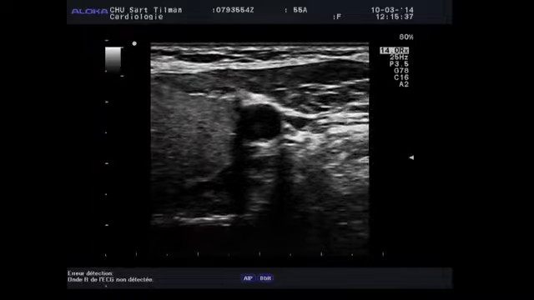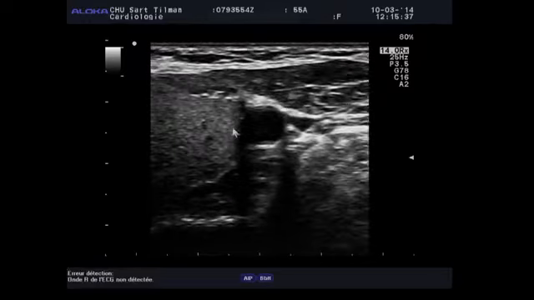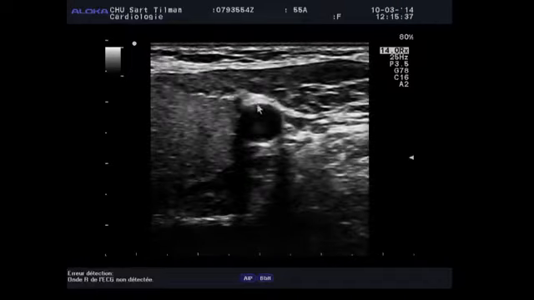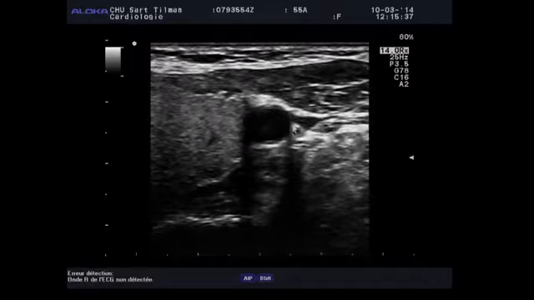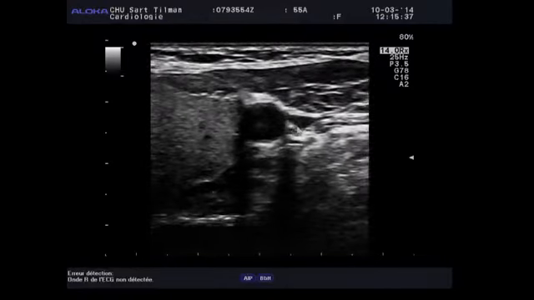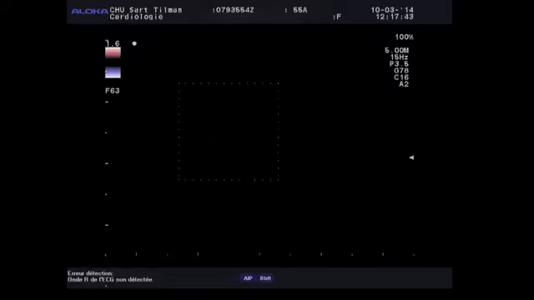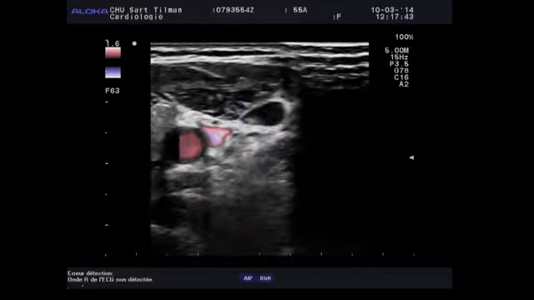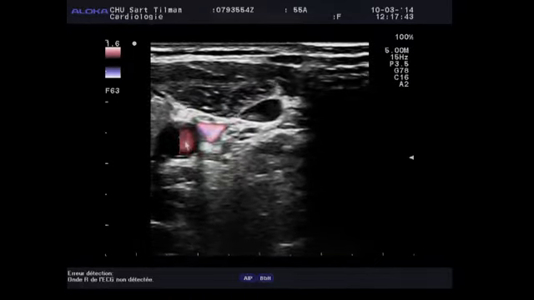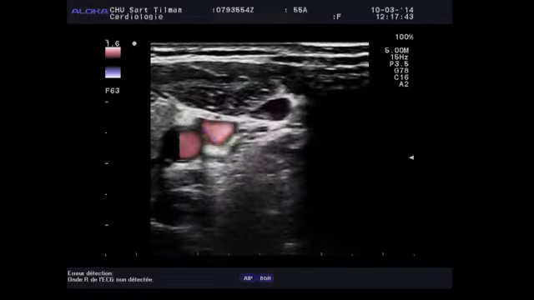Now we're going to have a transversal view of the carotid. On the neck here, you can see that there's the thyroid here, and here the common carotid artery, and externally you can see the jugular vein. With the E-flow, you can see here the carotid and the jugular vein.